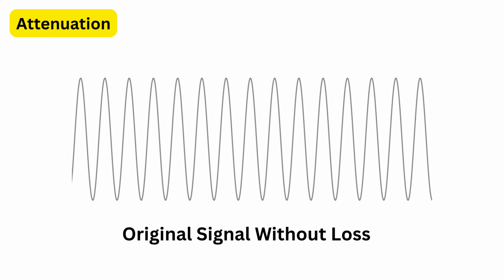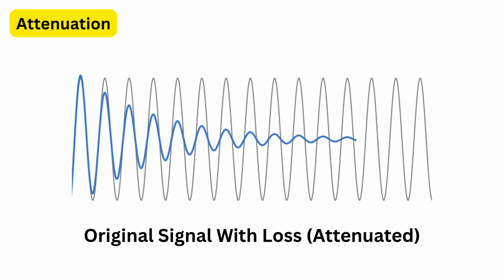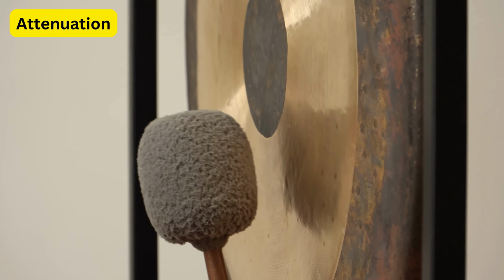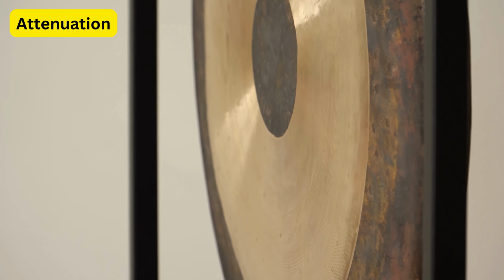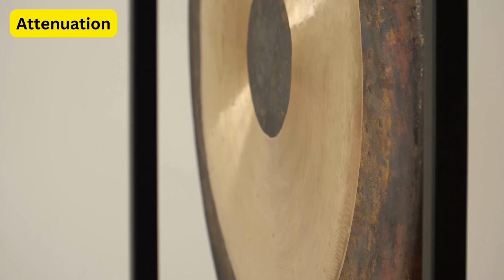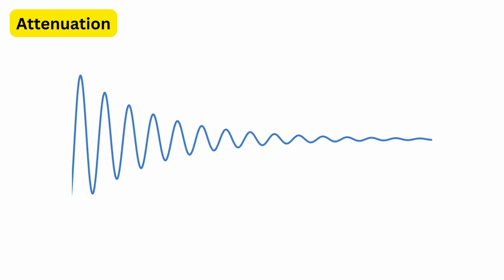Attenuation. Attenuation means the gradual loss of a wave's strength as it travels through a medium. You might have noticed how sound becomes fainter as you move farther from its source. That's because of attenuation of waves.